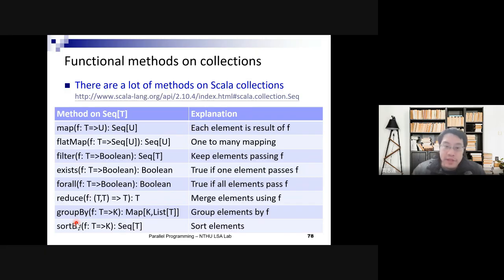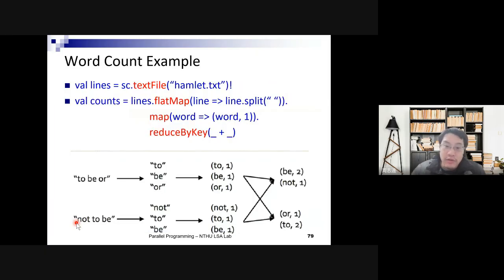Okay, and so like the word count example we mentioned before, right? If we use Spark, all we need to do is write this Scala program. And you can see you only need to write 2 lines of code, right? And it's a script language, so it's easy to read, easy to learn, right? But it has exactly the same effect as a MapReduce framework.